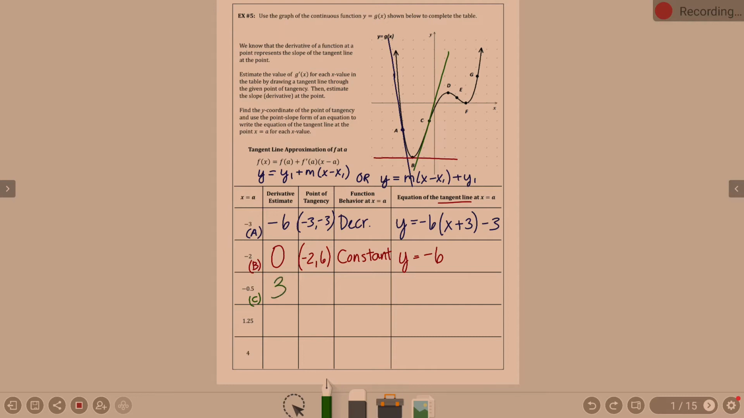Okay. My answer key says 3. Honestly, if I look at my graph, I feel like it's more like 4. Are you in the ballpark? Point of tangency, so C is at -0.5, -2. Our function behavior is increasing.